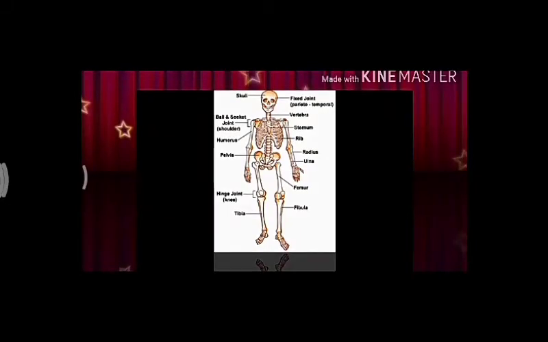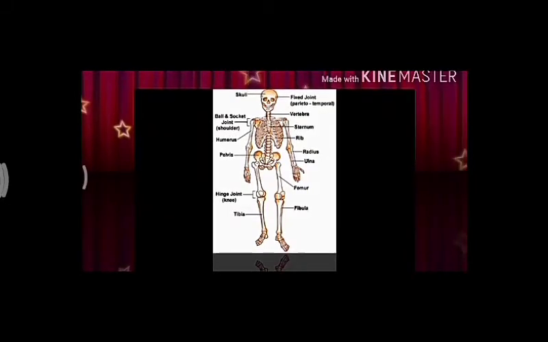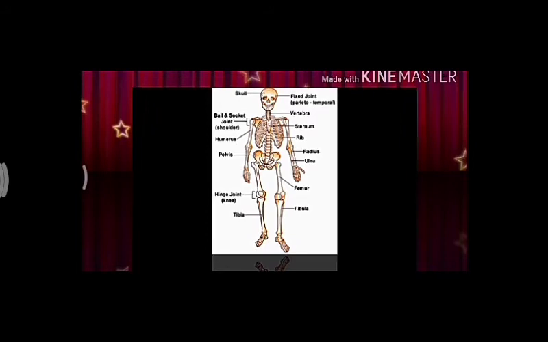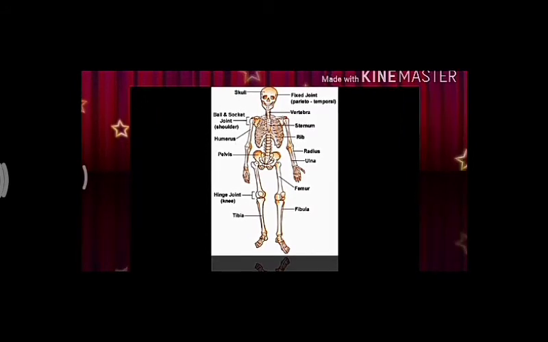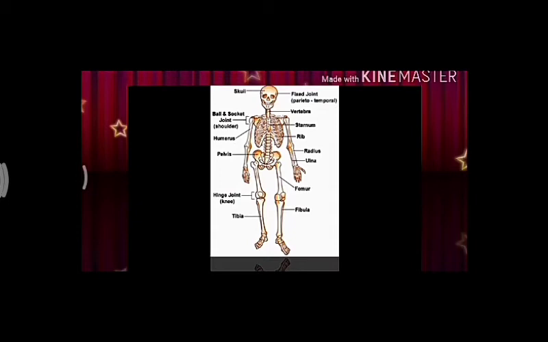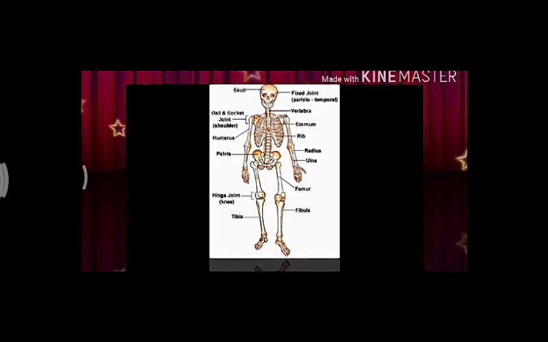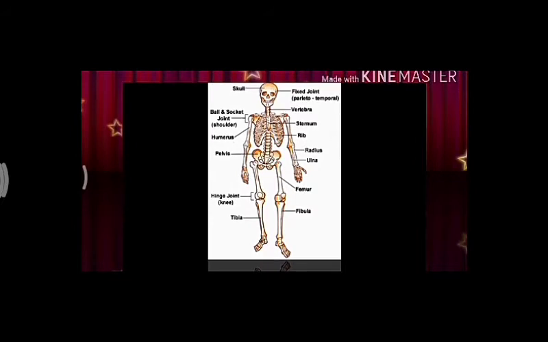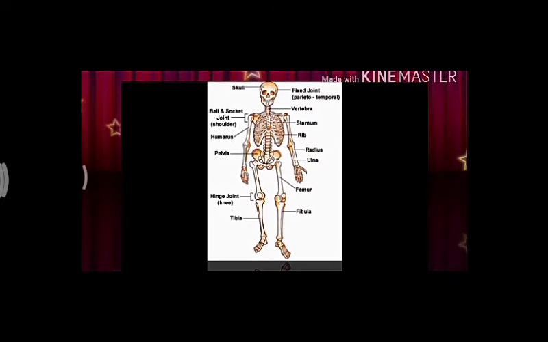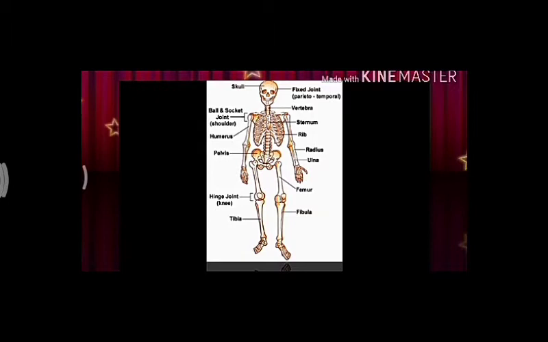Our next topic is components of skeletal system. The various components of skeletal system are as follows. The first one is skull. The skull is the bony framework of the head.